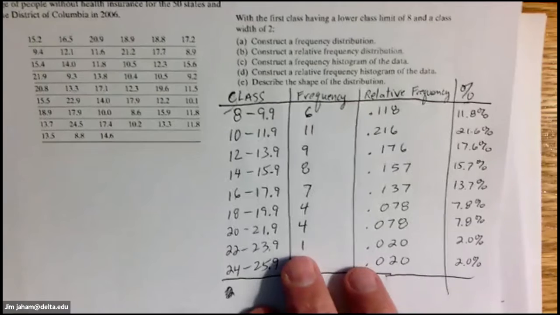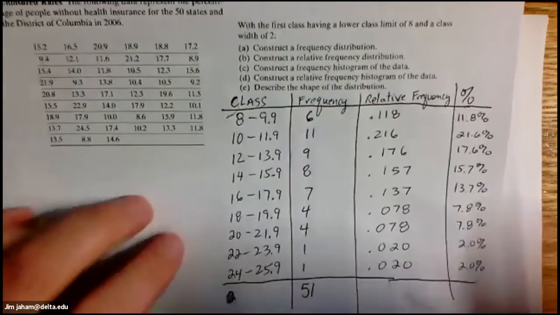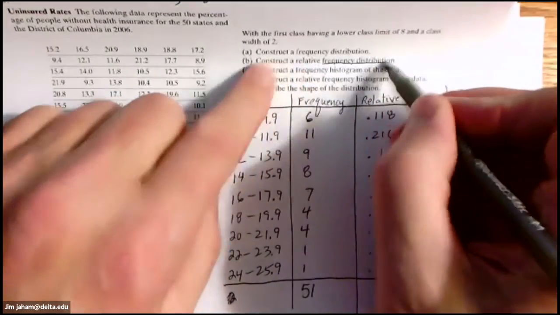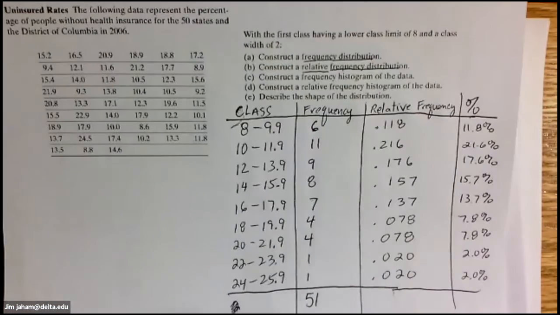I didn't draw the graphs down here, but I did do the frequency distribution. The distribution is the table, and so here they want the frequency distribution and the relative frequency distribution. So I just put them in one table.